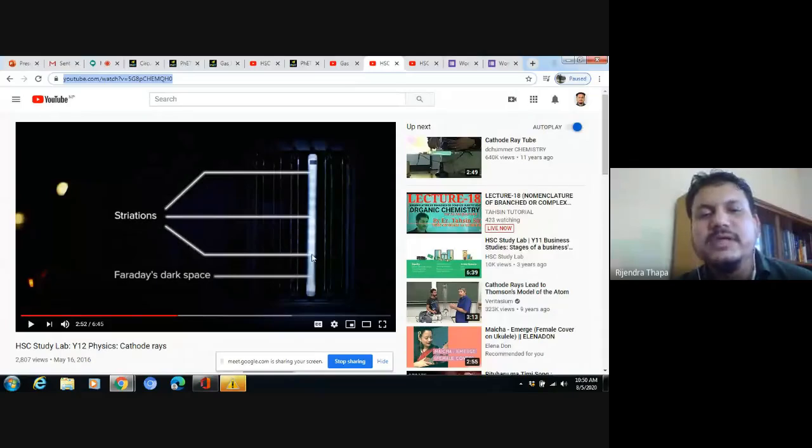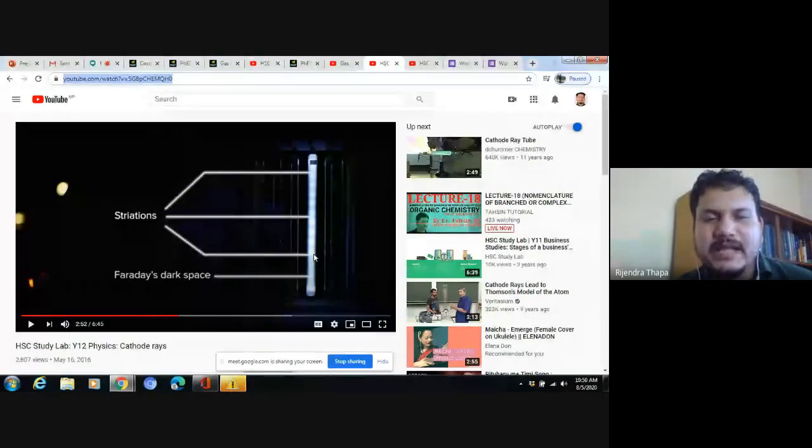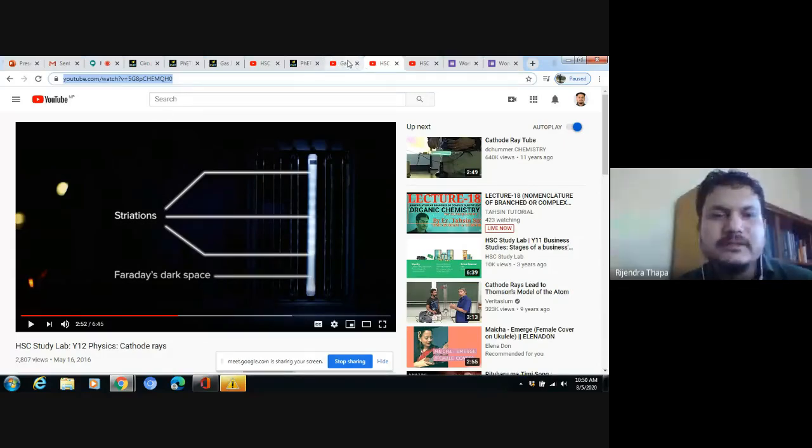So this glow is because as the excited atom comes back to the ground state, it releases energy in the form of light. We'll be studying more about this in the third chapter, that is quantization of energy. And then here is a dark space. So how does this dark space occur? Let's find it out with the help of that simulation itself.